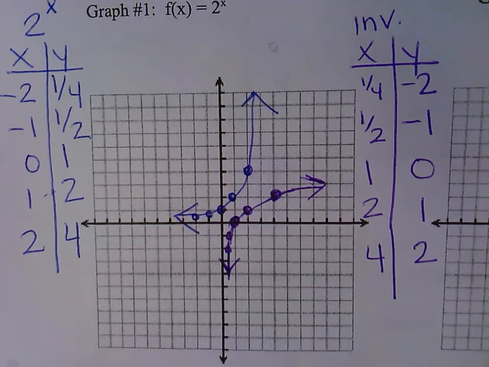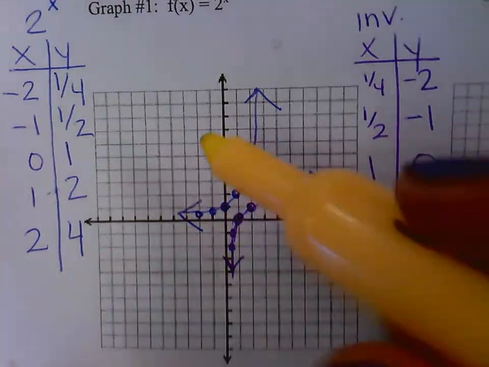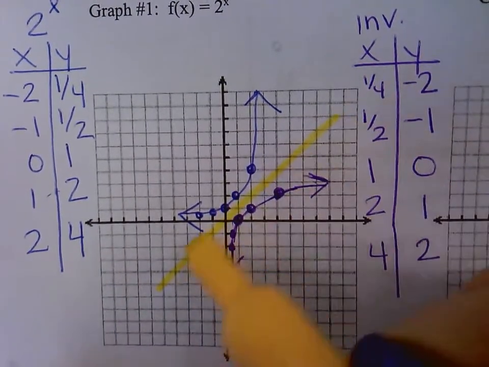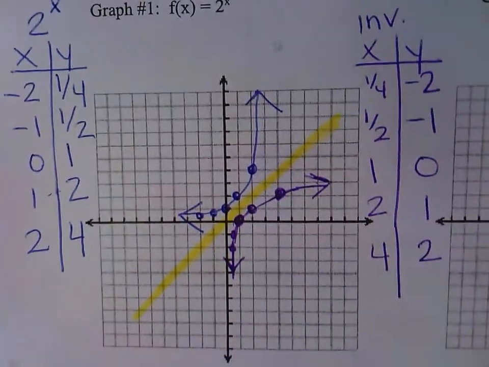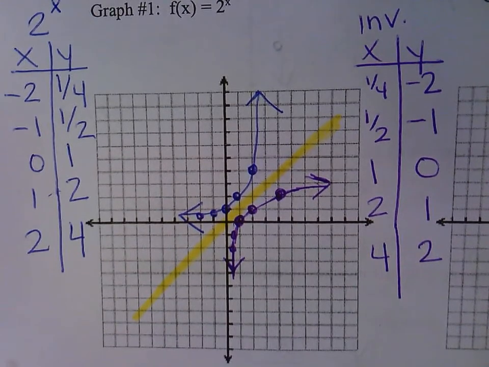So isn't it flipped over the line y equals x? Right? The line y equals x goes right through the middle. So the purple graph is the graph of a log. So we're going to see that that's the parent function for a log. So exponential always goes through a y-intercept of 1, and a log always goes through an x-intercept of 1, right? Whatever this graph has, the inverse has.